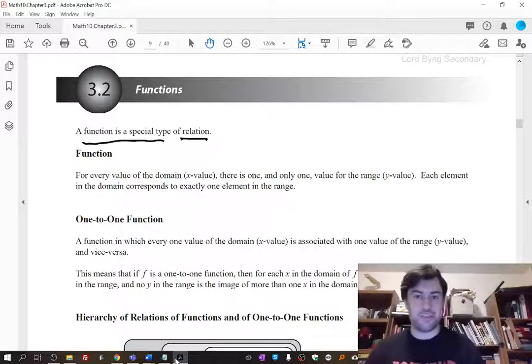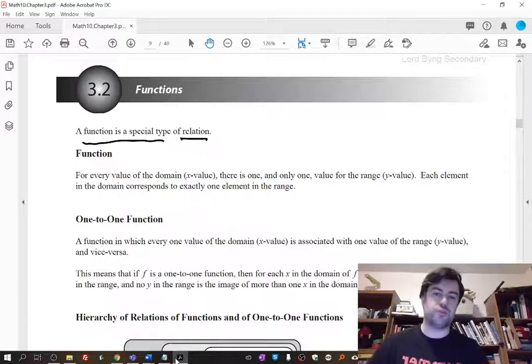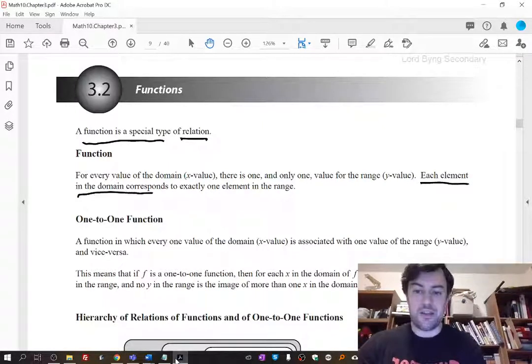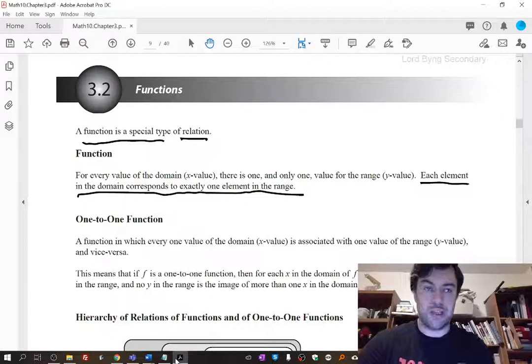So it's also going to be a set of ordered pairs, but there's rules about the domain and the range. So let's take a look specifically at the rules for functions. So a function means that if a relation is going to be a function, each element in the domain corresponds to exactly one element in the range.